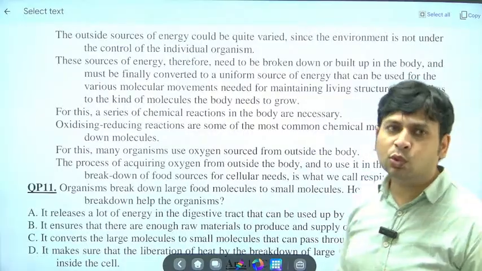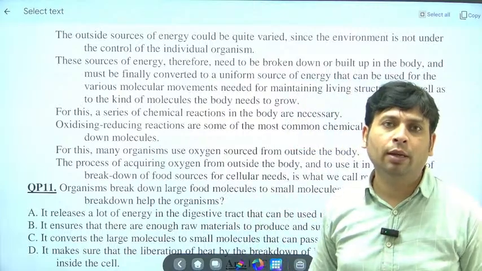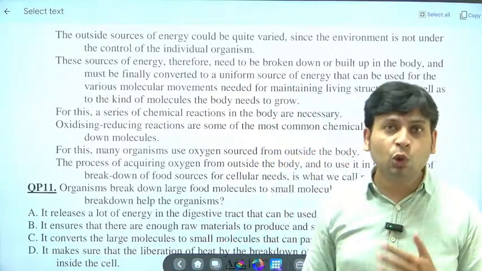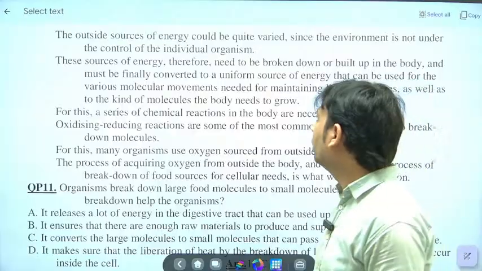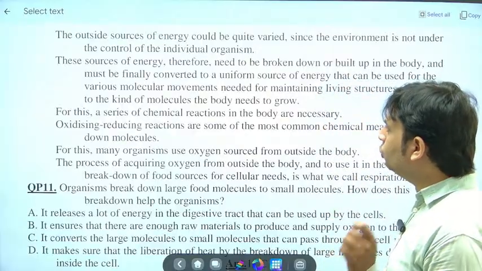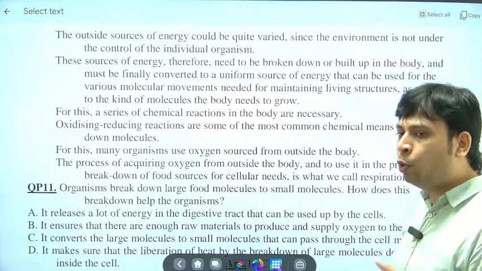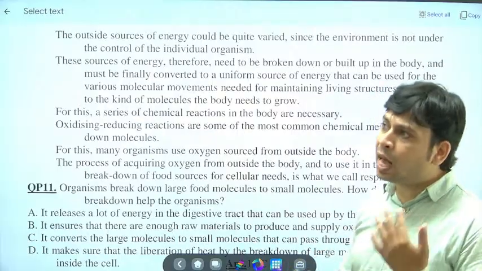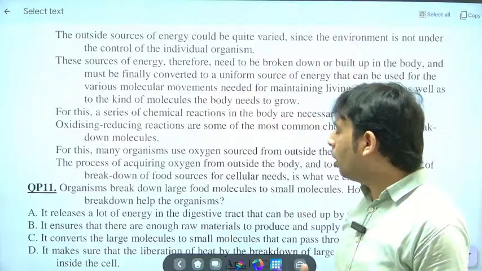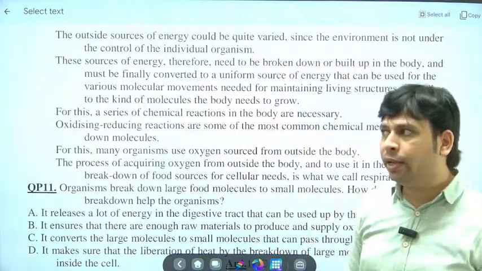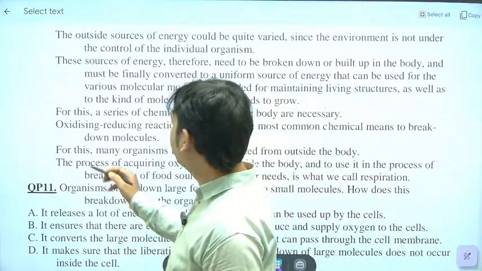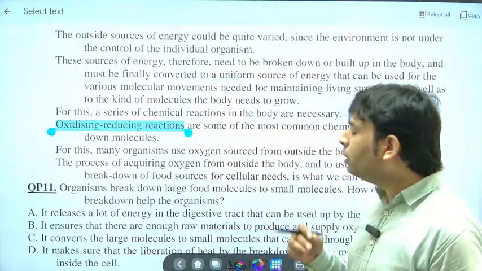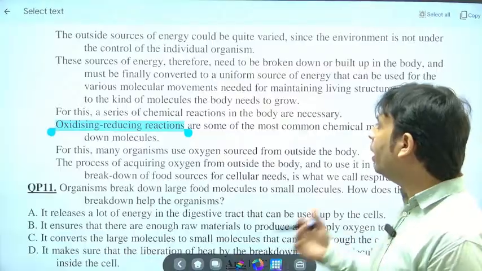When we take any source of nutrient, we have to break it down. By breaking down that source of nutrient, we obtain energy, and that energy is useful for various activities of life and for the growth of the body. For this, a series of chemical reactions is always going on in our body. Oxidizing reactions, reduction reactions, or both, are the most common chemical reactions to break down molecules.